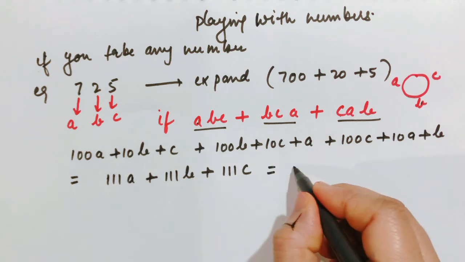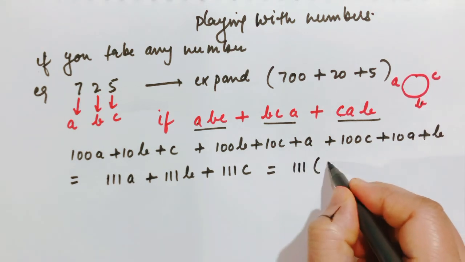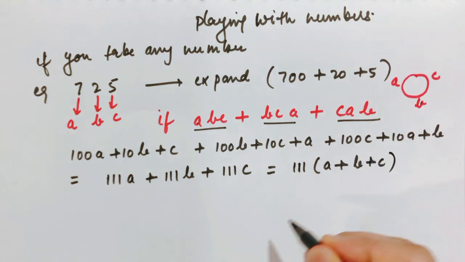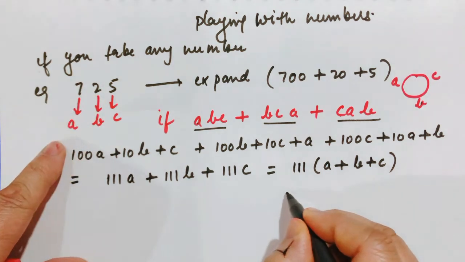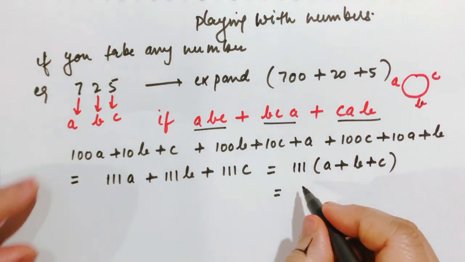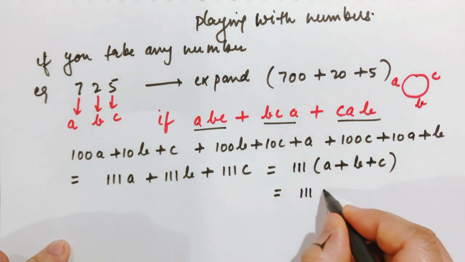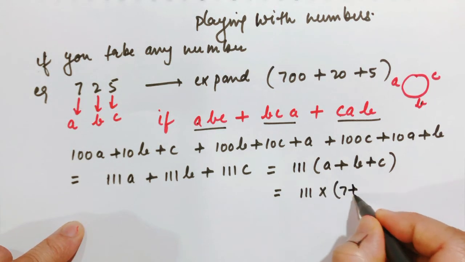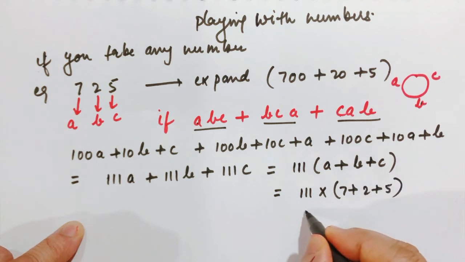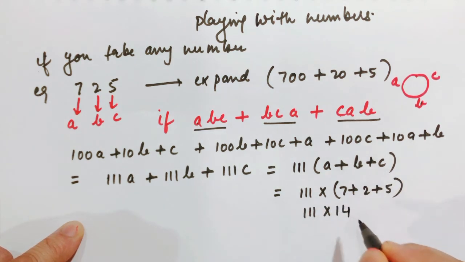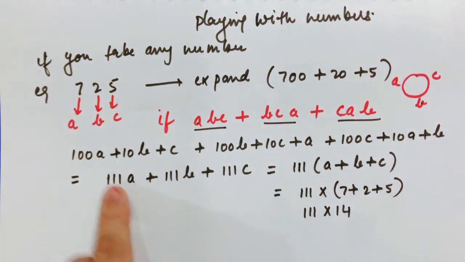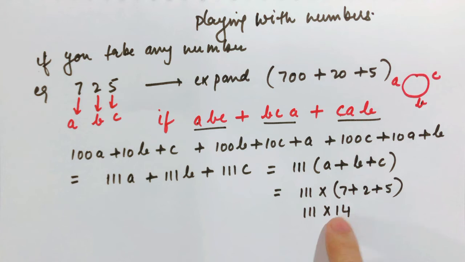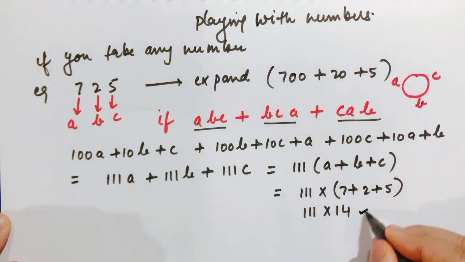Which is equal to, when you take 111 as common, a plus b plus c. So if a number is 725, what will be the factors of 725? 111 multiplied by 7 plus 2 plus 5, that is 111 into 14. So this number, 725 plus 257 plus 572, can have 14 as one of its factors, okay. This kind of sum is probably given too.